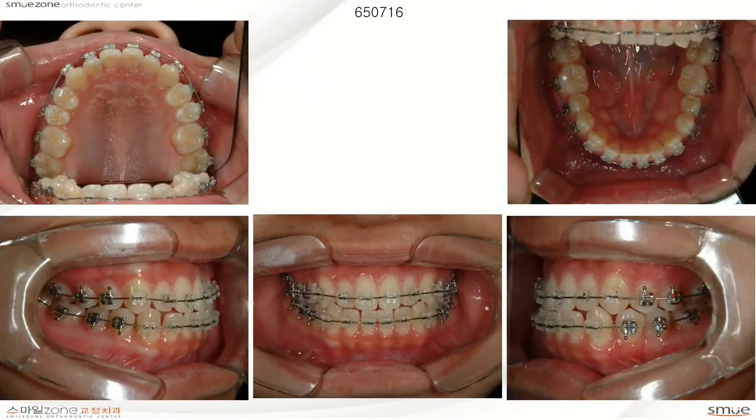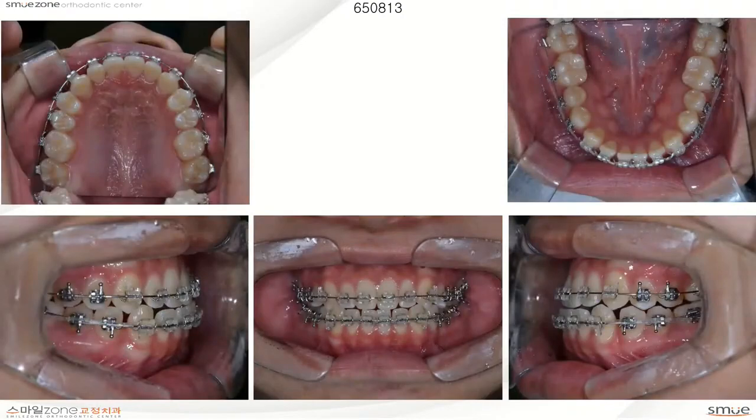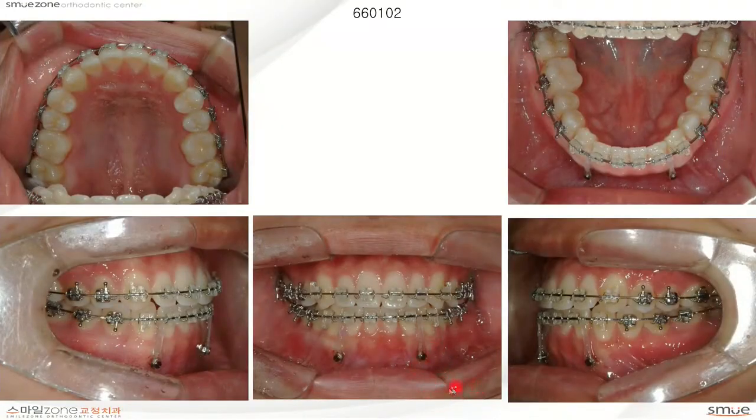So after the usual leveling and alignment, I tried to intrude the lower incisors and bring the upper incisors back down. I put mini screws in the lower symphysis area to bring them down, and then I asked him to wear vertical elastics from 3 to 3, in a triangle shape.